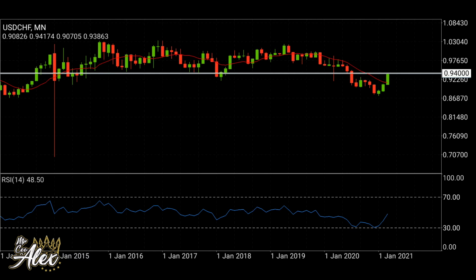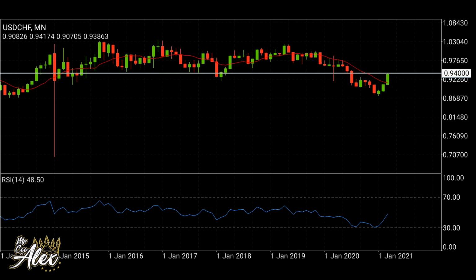Now we're looking to see on the monthly time frame if price closes above 0.94. If price closes above 0.94 for USDCHF, then we will wait on the 4-hour time frame to see what the market is doing, to see if we will actually get bearish momentum back to the downside, because sometimes that can be a false breakout, right?